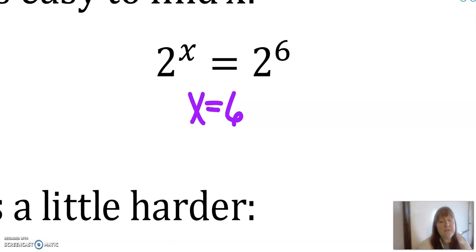So we know in this one the x has to be 6 because the exponents have to equal each other. I mean, that makes sense, right? Like 2 to the 6th has to equal 2 to the 6th. It can't equal anything else. It can't equal like 2 to the 7th or 2 to the 8th. Those aren't equal to each other, right? So the exponents have to equal each other.